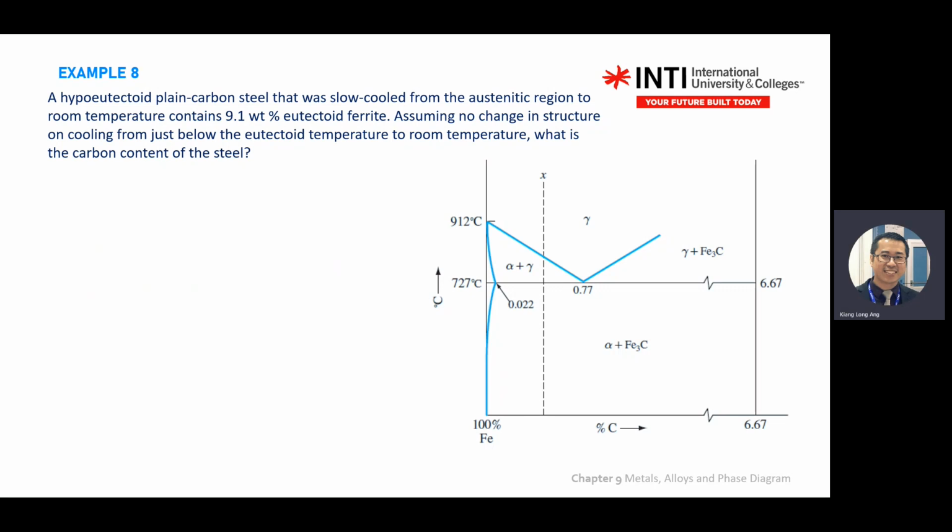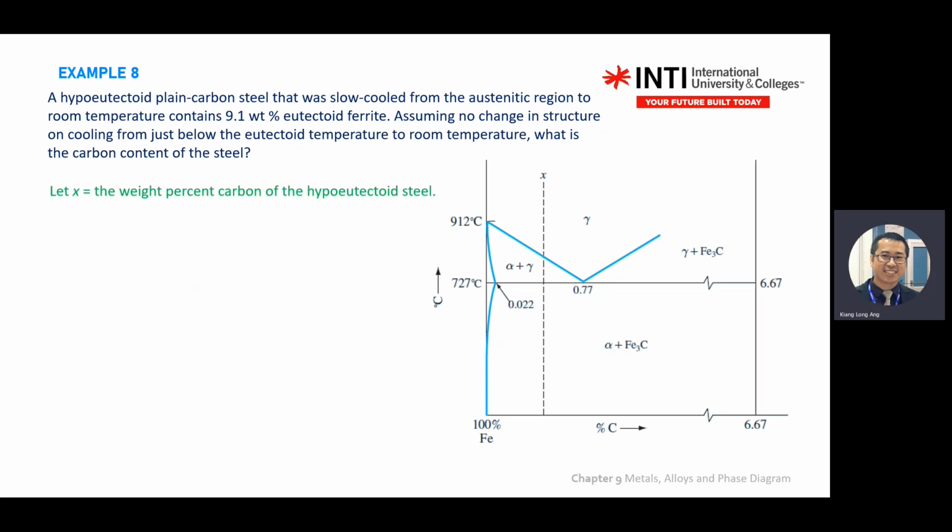Okay. So you read the statement. A eutectoid plain carbon steel was slowly cooled down from the gamma region to room temperature and contains 9.1% eutectoid ferrite. Assume no change in the structure on cooling from just below the eutectoid temperature to room temperature. What is the carbon content of the steel?